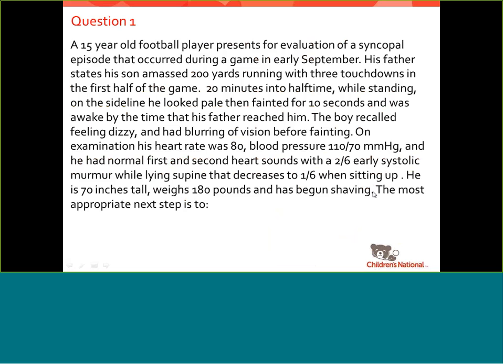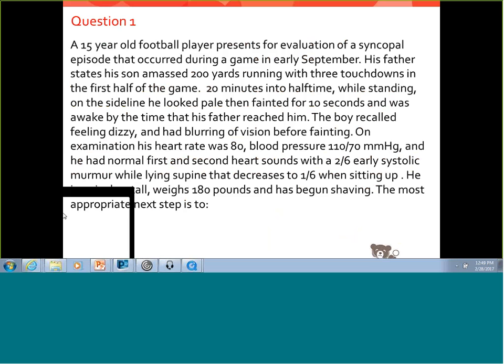Okay, while we're getting some questions, let's go ahead and do this question here. This is an MCQ. We have a 15-year-old football player who presents for an evaluation of a syncope episode that occurred during a game in early September. His father states that his son amassed 200 yards running with 3 touchdowns in the first half of the game. 20 minutes into halftime, while standing on the sideline, he looked pale, then fainted for 10 seconds. He was awake by the time his father reached him. The boy did remember feeling dizzy and blurring of vision before fainting.